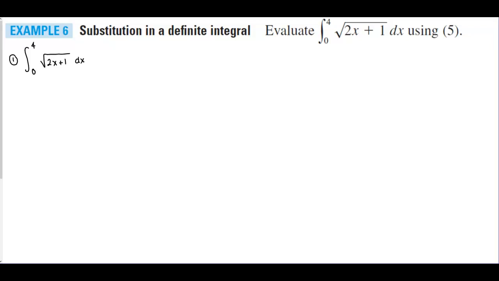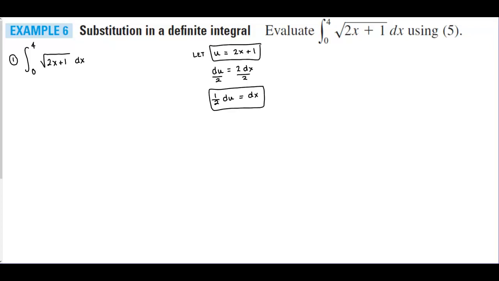Okay, so first thing we're going to do is let u equal 2x plus 1. And we know that du is going to equal 2 dx. And in our problem, we want to solve for dx, so we're going to divide both sides by 2. So we know that 1/2 du is going to equal dx. So there is our substitution.